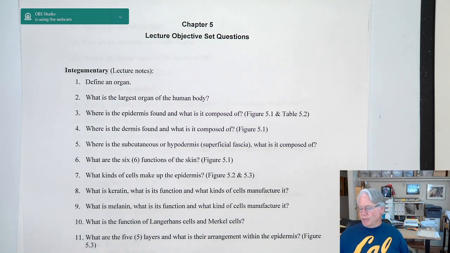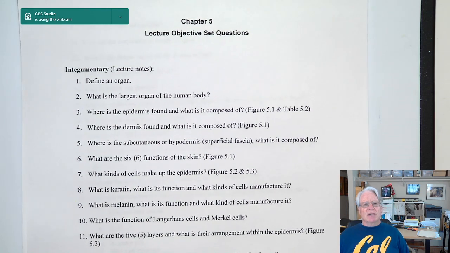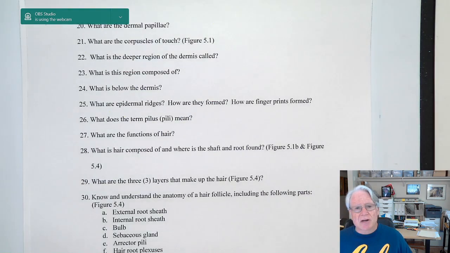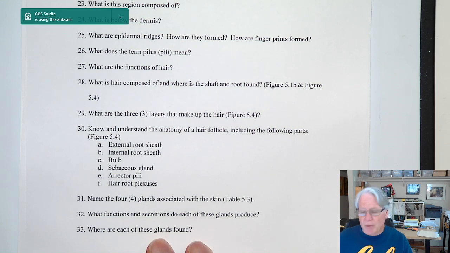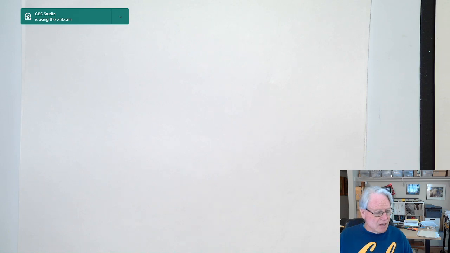So as I said, this is Chapter 5. It's the integumentary system, and we'll be dealing with the lecture objective set questions for that chapter. And you can see here they're all listed out. It's not a particularly long list. I don't deal with a lot of the material that's in this chapter. I just focus on some of the things. So we'll take a look at that and we'll begin right now.